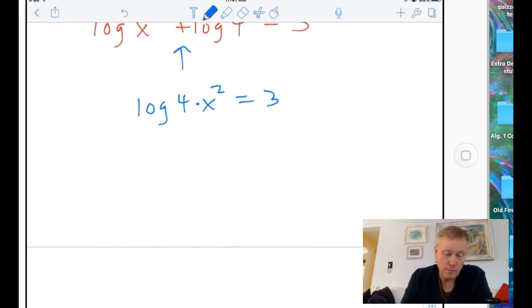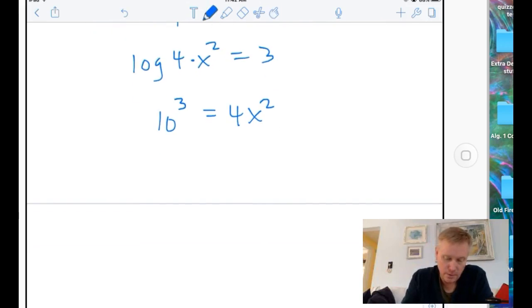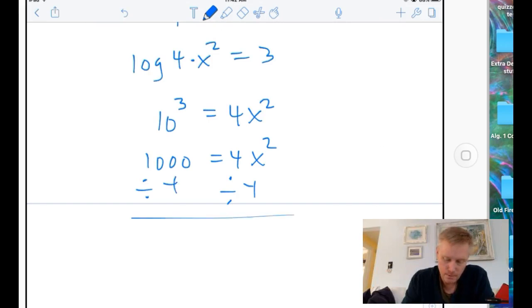Okay, so now I'm going to put it into exponent form. There's a base of 10 there. There's nothing written. 10 to the third power equals 4x squared. And this isn't so bad. 10 to the third power, that's 1,000, equals 4x squared. Divide by 4, and I get x squared equals 1,000 divided by 4 is 250.